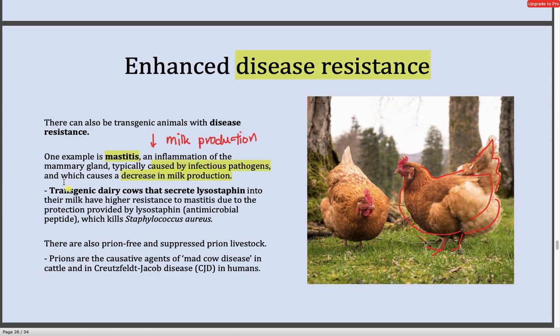There's also transgenic dairy cows that secrete lysostaphin, and this is also in the slide before this, which kills Staph aureus. And they've also made livestock which are prion-free. Prion is not so much a big problem now, but a couple of years ago when there was mad cow disease, this was a huge problem, and they actually had to cull a lot of livestock. So today they're actually able to make prion-free livestock.